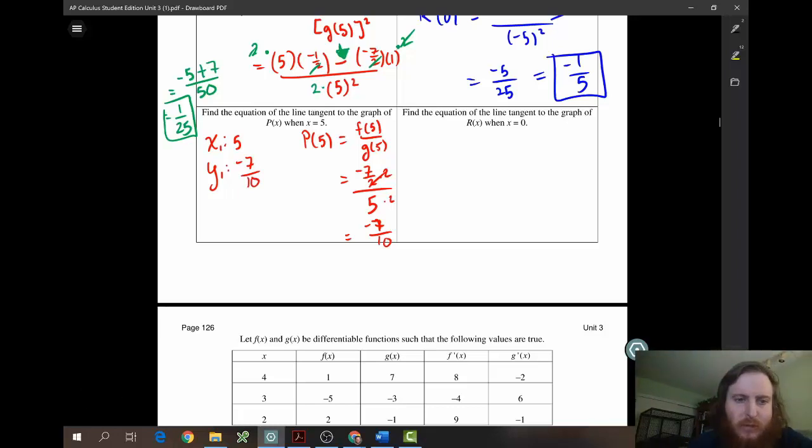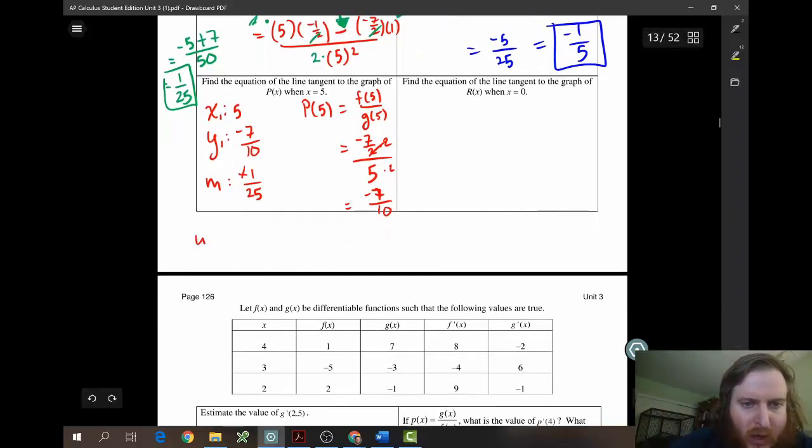Okay. So that's our y1. You could put -0.7 also if you were using decimals. And m is our slope, which we already did. We got -1/25. Positive 1/25. I don't know where I saw negative. So positive 1/25. So this gives us y plus 7/10 equals 1/25 times x minus 5.